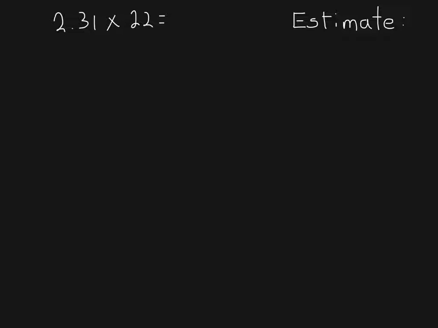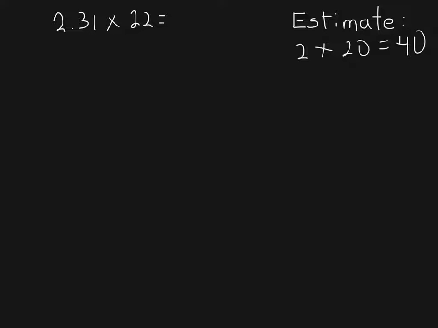All right, we're going to start off by multiplying 2 and 31 hundredths by 22. And I'm going to estimate to the greatest place, I'm going to round to the greatest place in order to find my estimate. So that would be 2 times 20, which of course is 40. And that's going to help me remember later where to place my decimal.